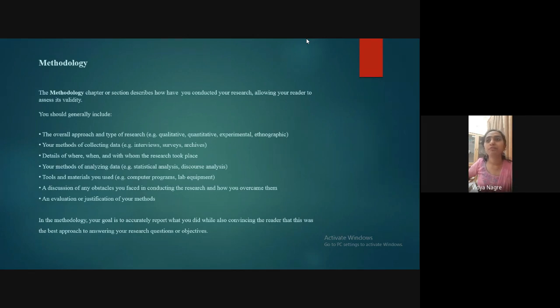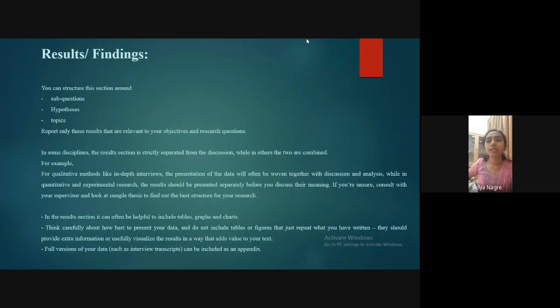Next page, please. This is the section of results and findings, which is highly important. Whatever data you have collected, the analysis of the data, and the final results of those analyses have to be put forth in this section. This section usually goes into one or two chapters, depending on the size of your study.